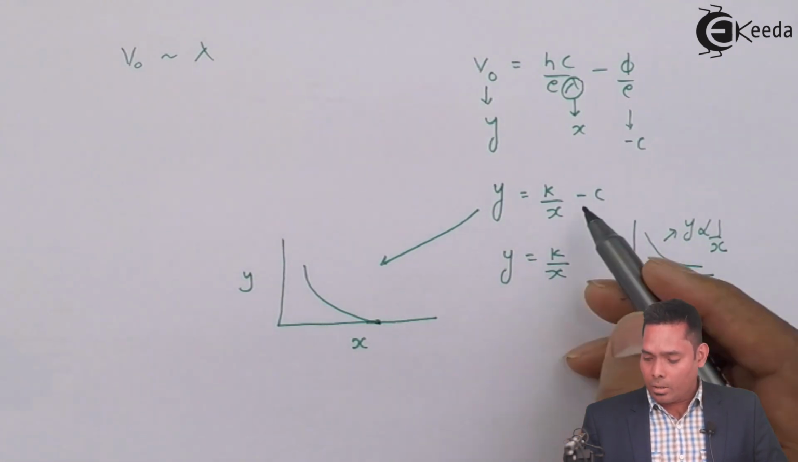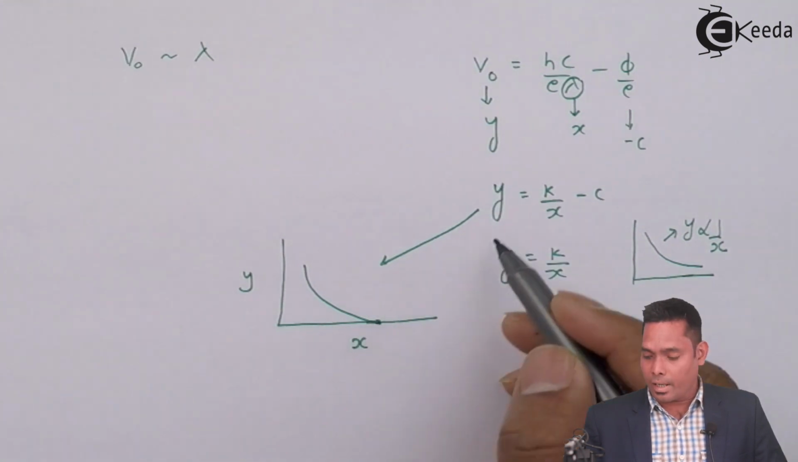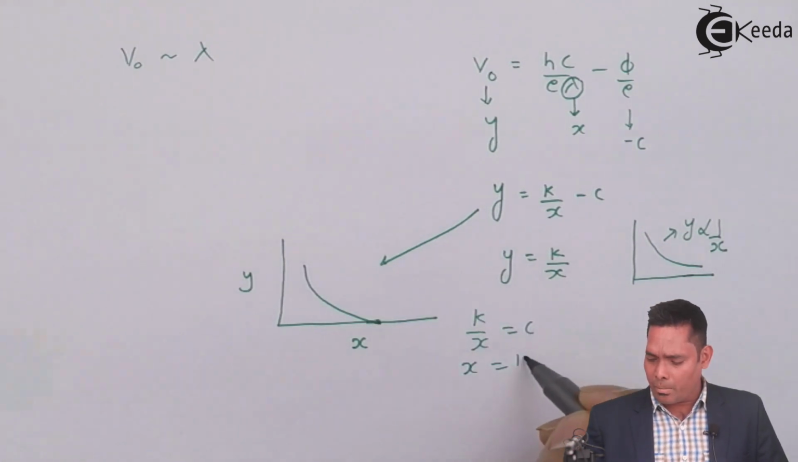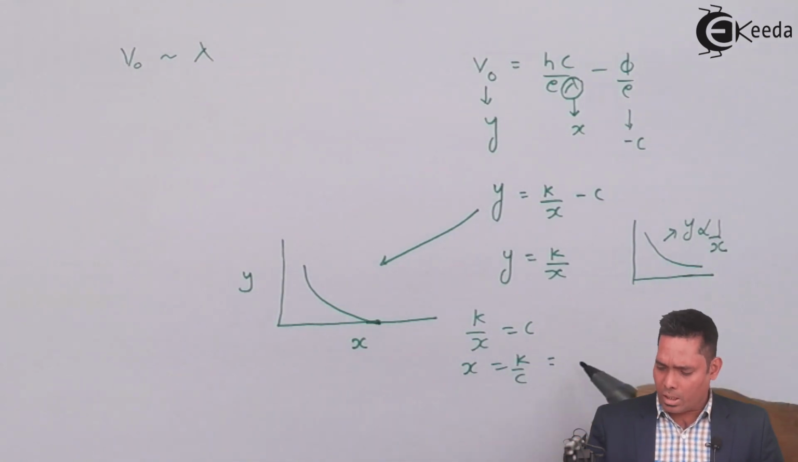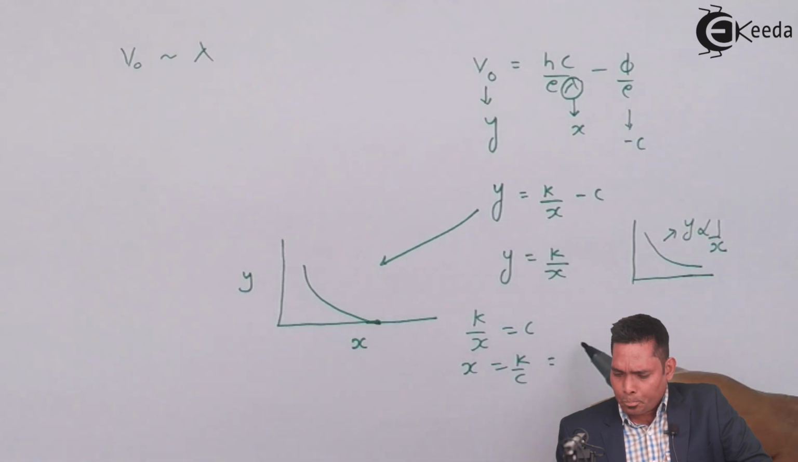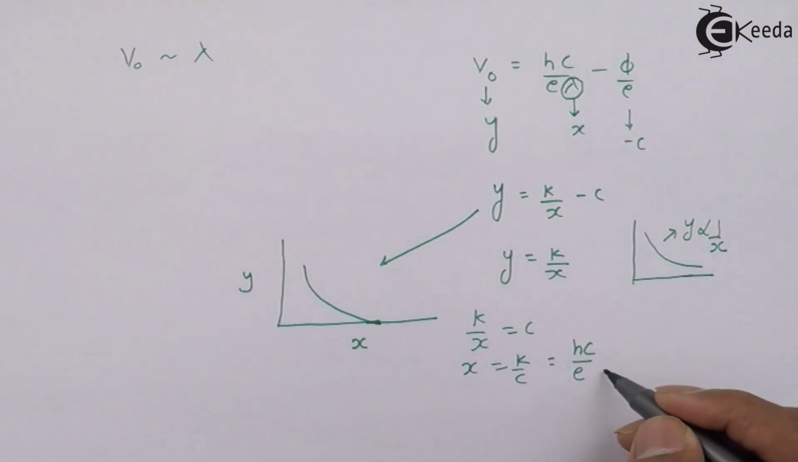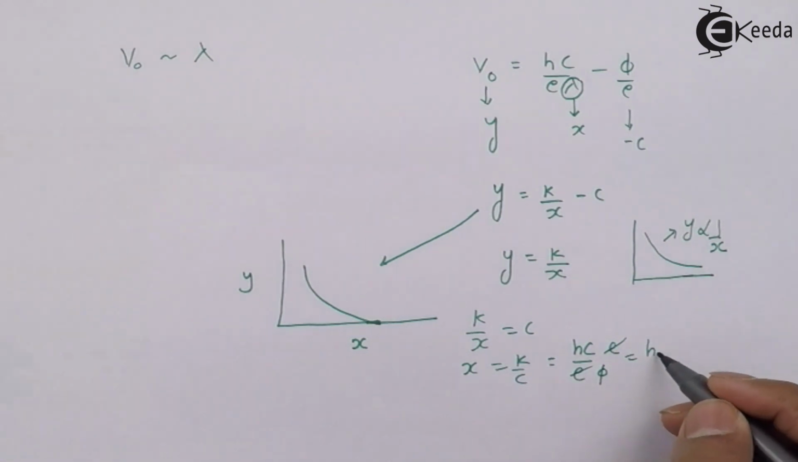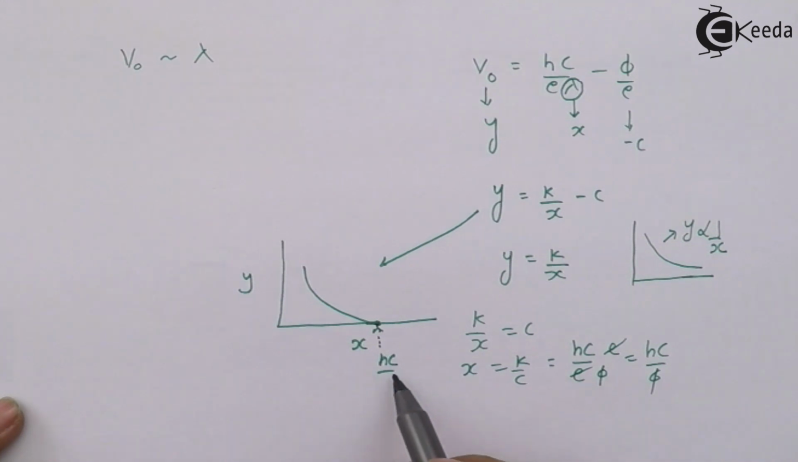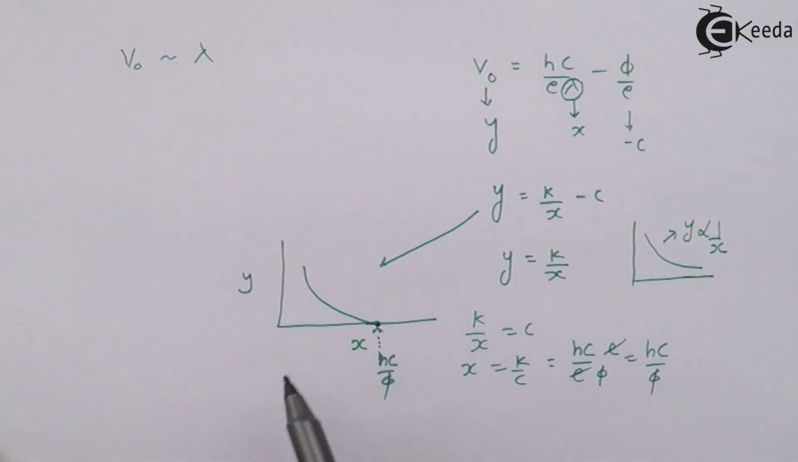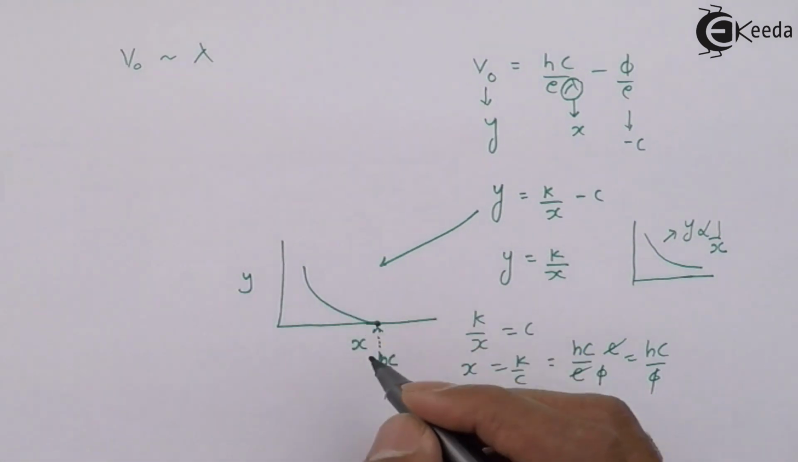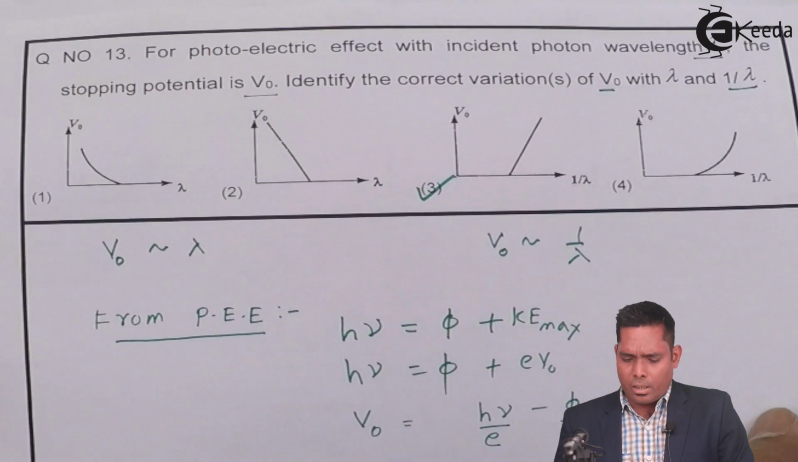This is the point where y is 0 on the x-axis. That is possible when k by x is c, or x equals k by c. Here k is hc by e, and c is phi by e, so x is hc over phi. At this point the value of y is 0. Otherwise the nature of the curve remains hyperbolic, and the graph will be like that.